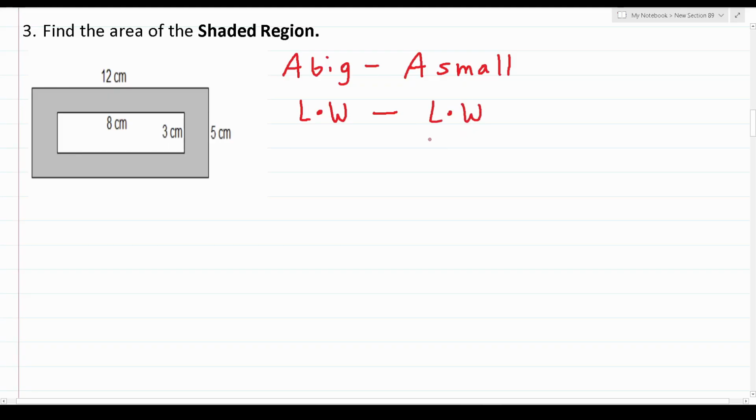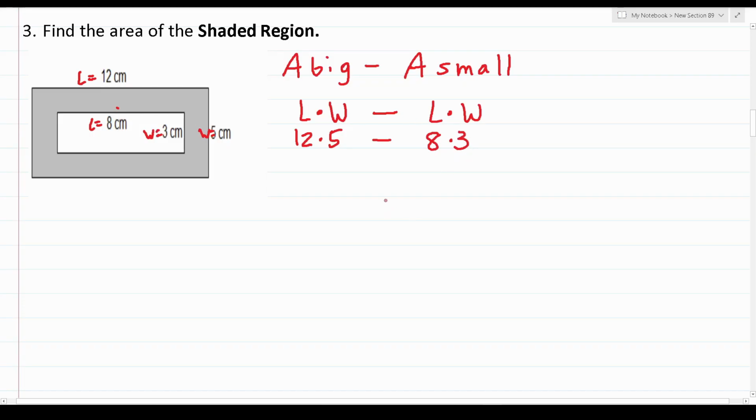Let's go ahead and identify those. We can see that the length of the big rectangle is right here, it's 12. The width of the big rectangle is right here, it's 5. The length of the small rectangle is right here, it's 8, so that's our length. And the width of our small rectangle is right here, it's 3.